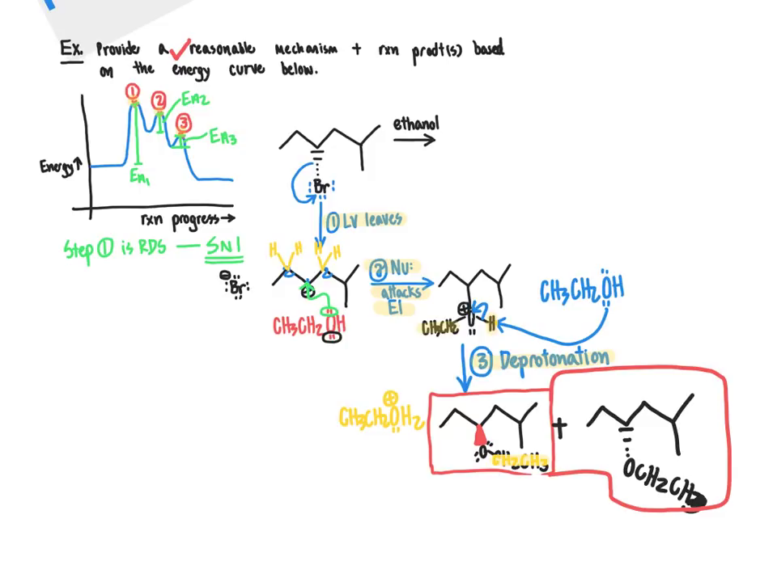Our rate limiting step, the step with the highest activation energy, should be step 1. So step 1 is our rate determining step. That's always going to be the case with an SN1 reaction because we're going from something that's relatively stable to start with and creating a carbocation out of that. That's not particularly energetically favorable. There's a high energy barrier to doing that.